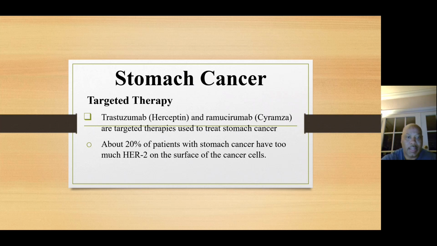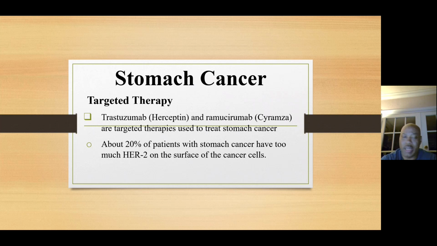All right. Now, Herceptin targets this HER2 protein. As I said, it's a protein, and it kills the cancer cells itself. And Cyramza binds to the receptor for the VEGF and prevents the VEGF from binding to the receptor. And of course, this will prevent the growth and spread of the cancer.